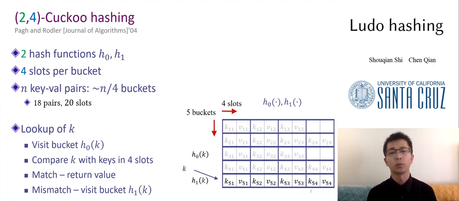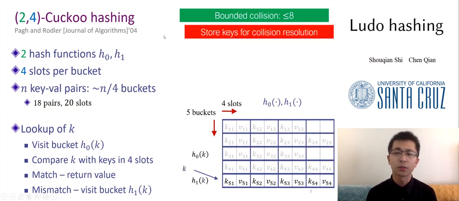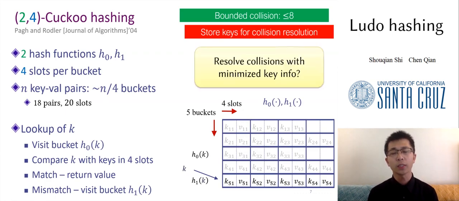The 2-4 Cuckoo works out great in many practical systems because it bounds the number of collisions to no more than 8, which indicates a guaranteed constant lookup time. However, it still needs to store the keys to resolve the collisions, which takes a lot of memory space. The question is how to resolve the collisions while maintaining minimized key information.